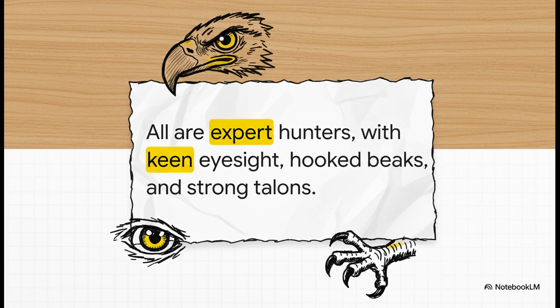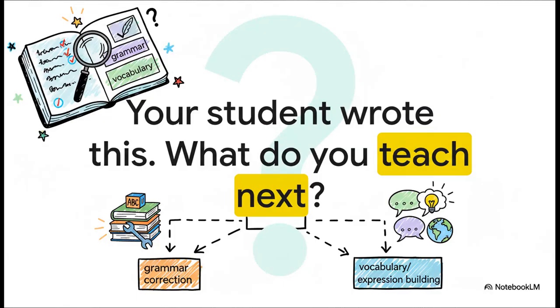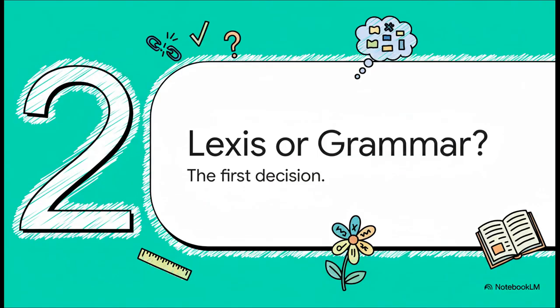And that's our challenge. This right here, this is the single most important question you can ask. And answering it isn't about guesswork. It's about having a system, a diagnostic tool, that turns you from just a corrector into a real teacher. And that whole process starts with one big decision you have to make right at the beginning. So what is that first decision?